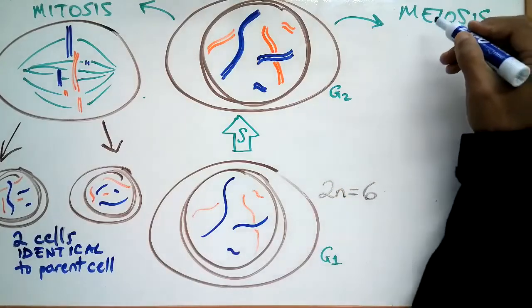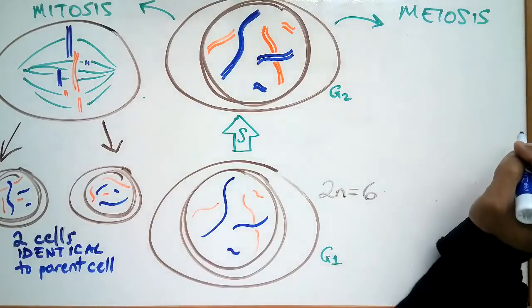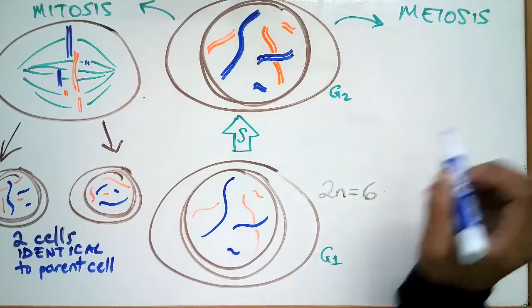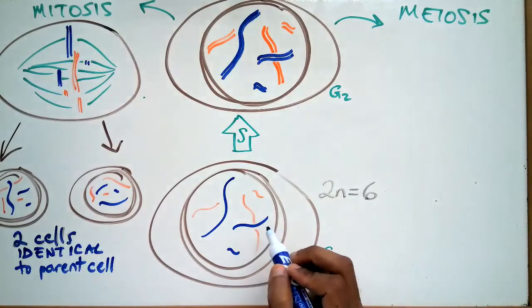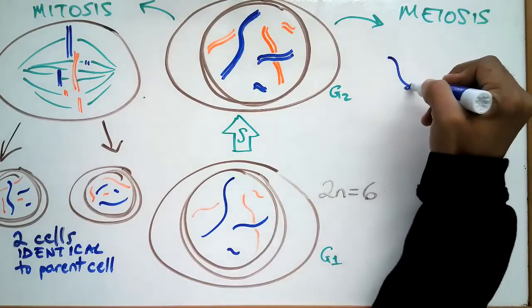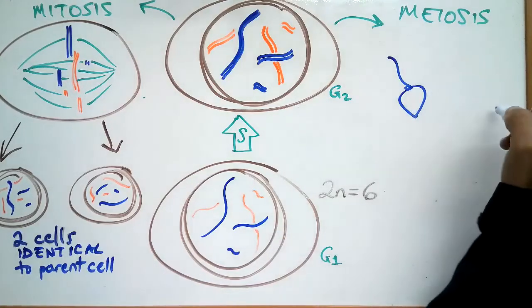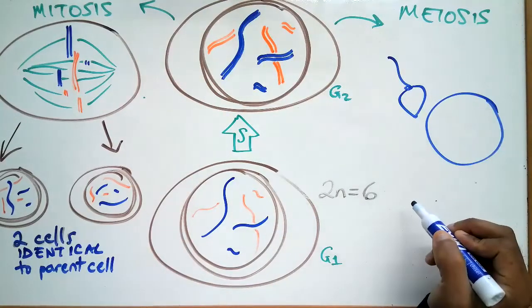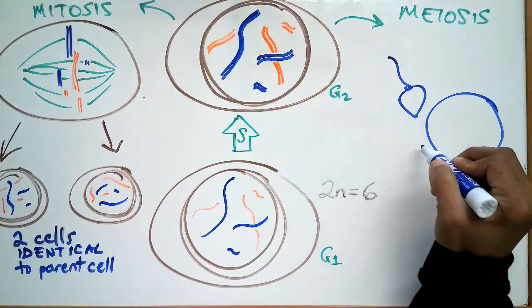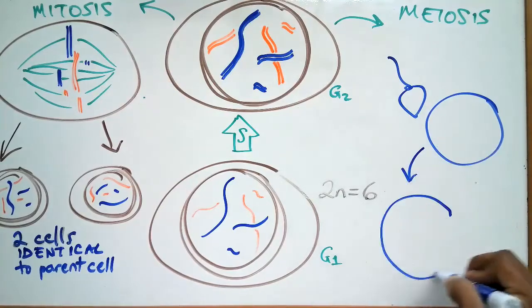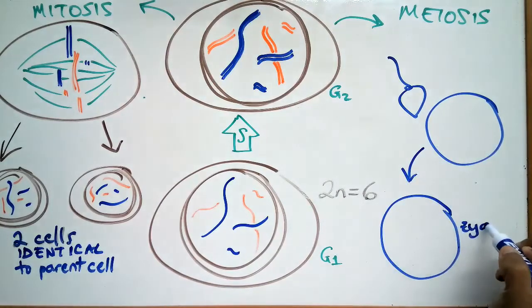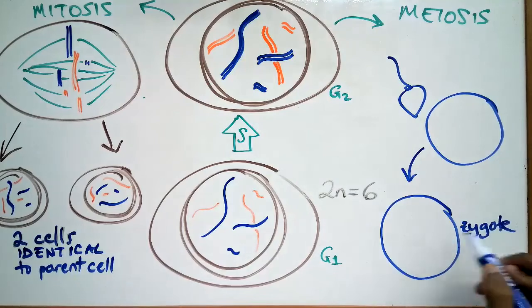The reason is we have to generate unique cells, and they better have half as many chromosomes. Okay, so you might be wondering, why are we cutting the chromosome number in half? Well, remember, we're going to put sperm and egg together, right? They're going to fuse together to form a zygote, and that's where you come from, right? You came from a single-celled zygote.